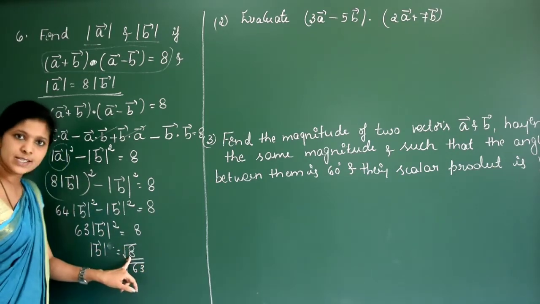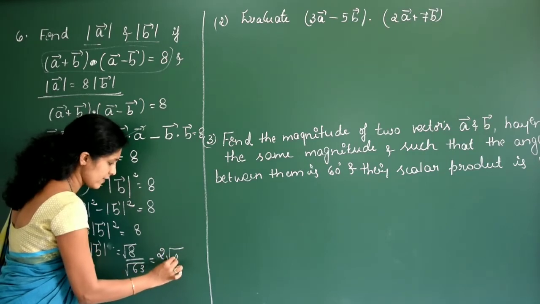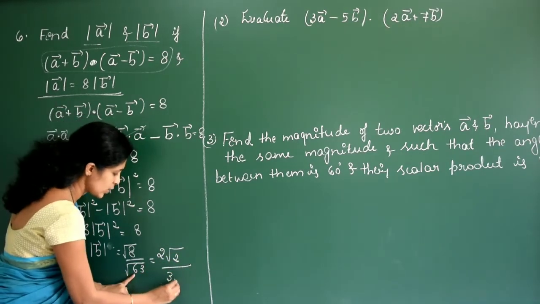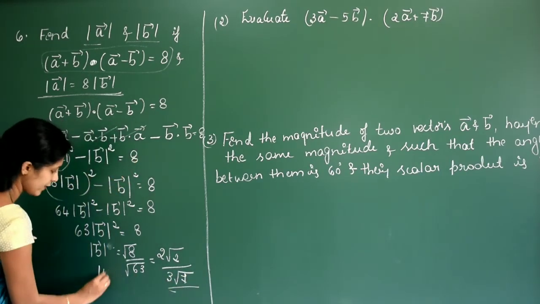So this can be written as 4 into 2, so this will be 2 root 2 divided by, this can be written as 9 into 7, so it will be 3 root 7. So this is the magnitude of B vector.